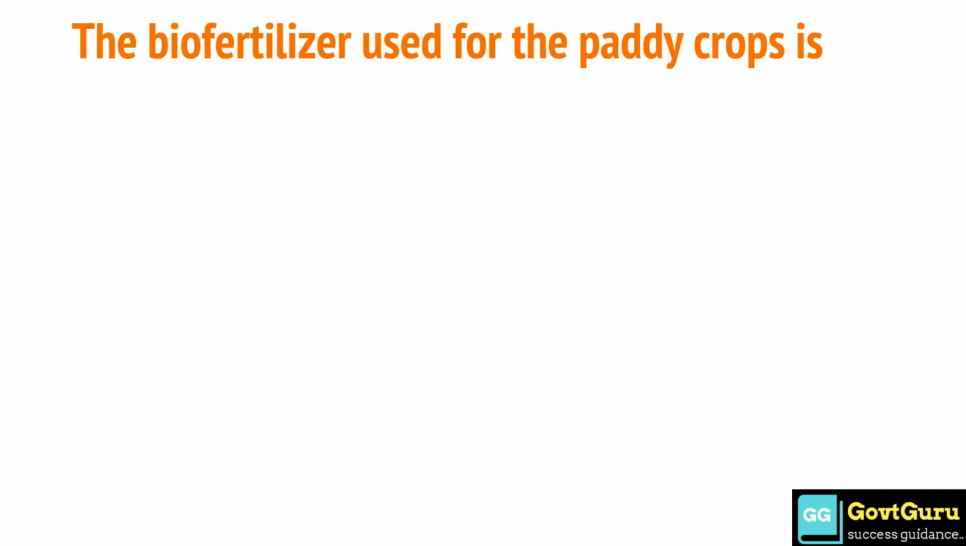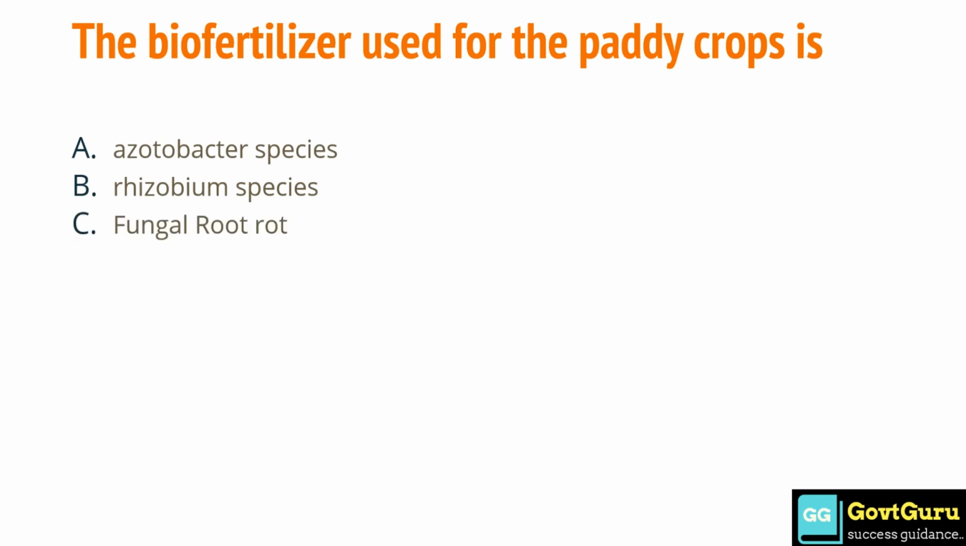The biofertilizer used for the paddy crops is option A, Azotobacter species, option B, Rhizobium species, option C, fungal root rot, option D, blue green algae. So the correct answer is option D, blue green algae.